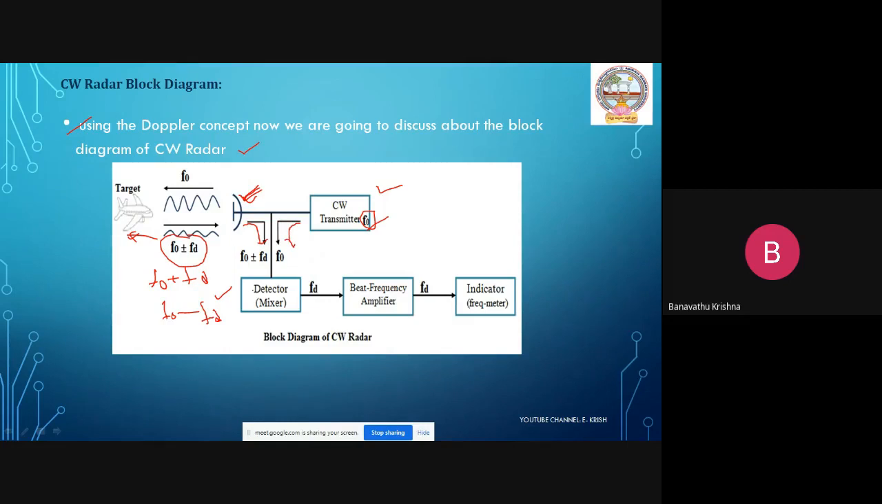By mixing the reflected signal and the reference signal, the reference signal frequency and the reflected signal frequency are cancelled with each other, but finally the detector generates the Doppler frequency. Then the Doppler frequency is applied to the beat frequency amplifier. Here the beat frequency amplifier is also called the Doppler amplifier, and it eliminates the echoes from stationary targets. Such stationary object signals are not required.